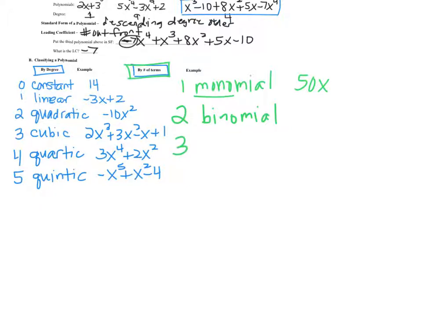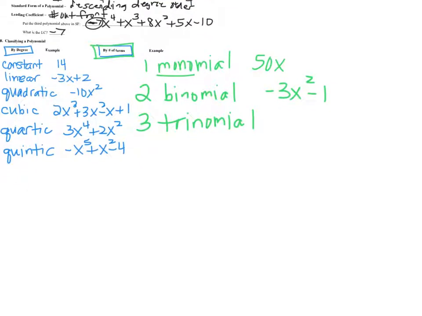If something has 3 sides, we call it a triangle. So this would be a trinomial. Tricycle. Trinomial. Oops, I forgot to give you an example of a binomial. A binomial could be negative 3x squared minus 1. That's a binomial. It has 2 terms. A trinomial could look something like this: x to the 5th minus x plus 10. That's a trinomial. It has 3 terms.